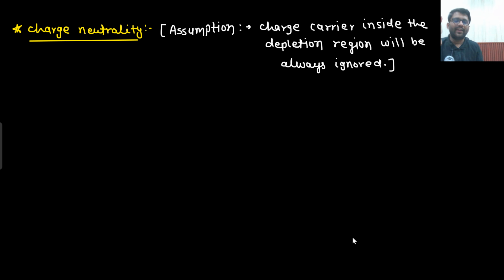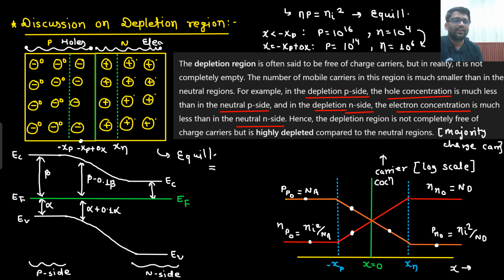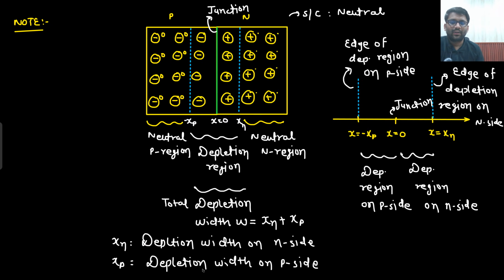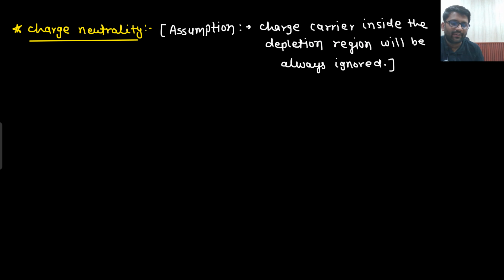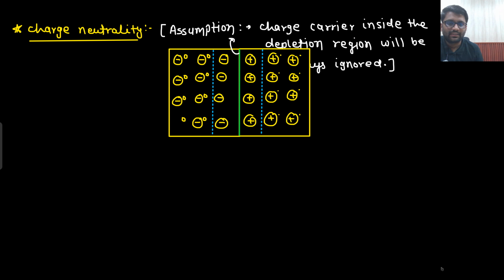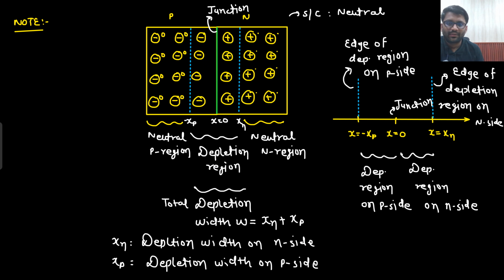Now what I need to do is apply the charge neutrality equation. What does that mean? That means what I am saying is that this particular semiconductor is neutral. Basically, this particular semiconductor is neutral. So I will copy this diagram.